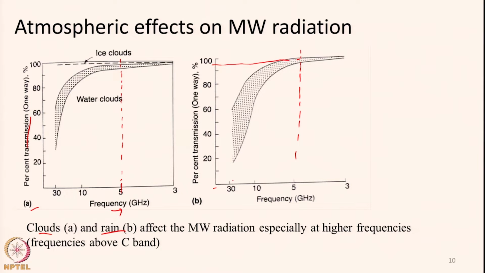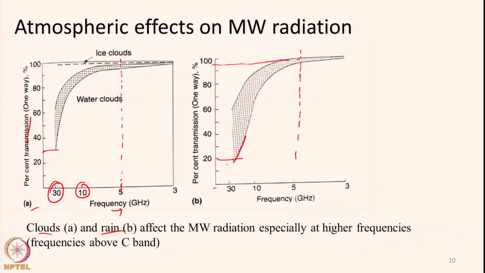Only when we come to high frequencies around 30 gigahertz, or even past 10 gigahertz, the transmissivity comes down significantly, especially if you move towards higher frequencies such as K band or Ka band and all. The atmospheric transmissivity drops drastically in presence of clouds and also in presence of rain.